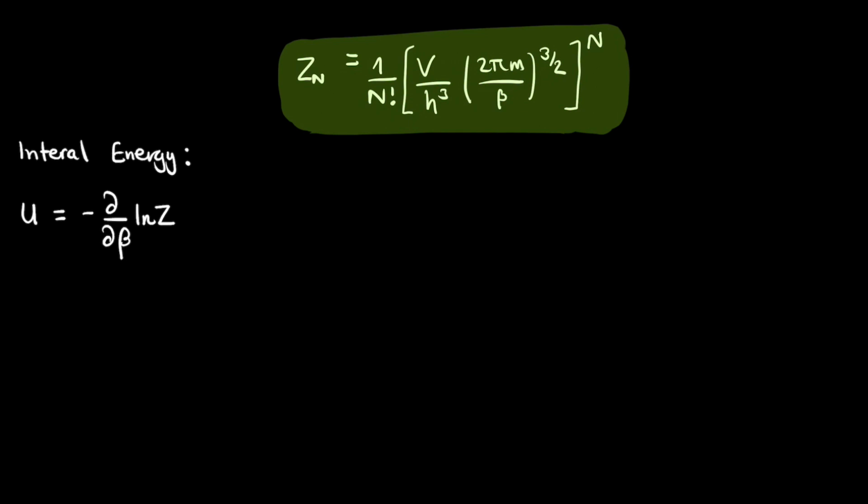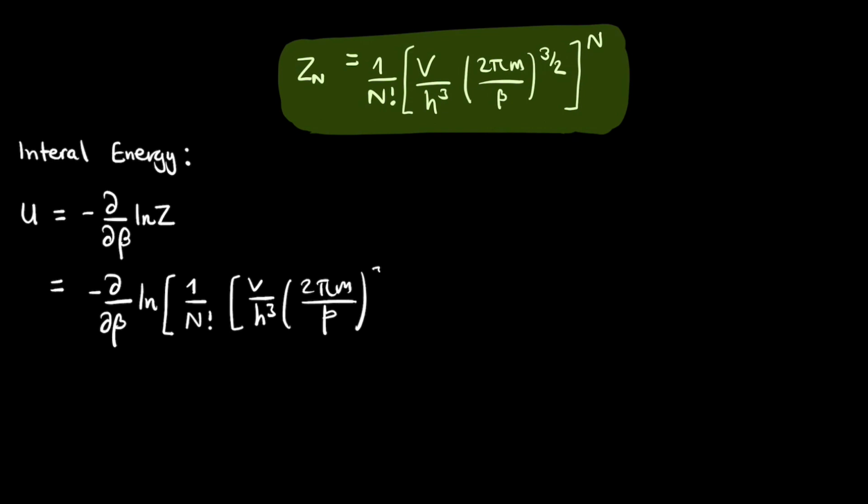into here. So what are we doing? Well, we're simply differentiating with respect to beta, the log of Z. So we're going to get quite a big expression here, but thankfully a lot of it will actually reduce. So we've got 1 over n factorial, and then we've got all this V over h cubed times 2 pi m over beta to the 3 over 2, all of which is raised to the power of n, and then close the brackets. So yeah, got a few nested brackets in there, unfortunately. So what do we do next?